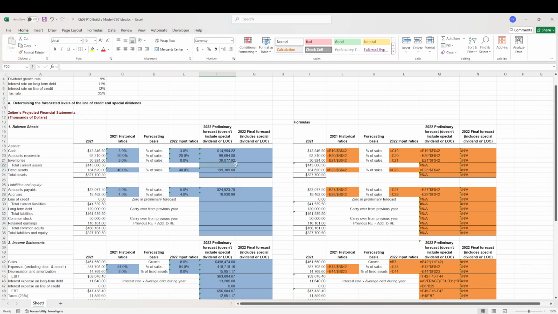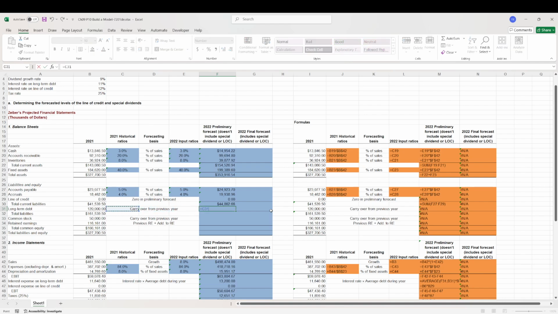All right. So then I can put them together. Total current assets is just the three added together. Total assets, it's going to be this plus this, right? So these are the total assets. And then the line of credit in the preliminary forecast, I'm just going to call it 0. And then the total current liability is going to be the total of the top three.